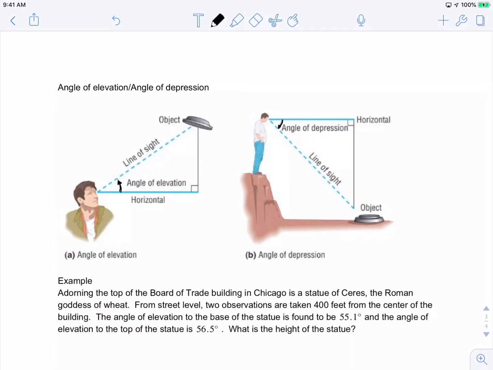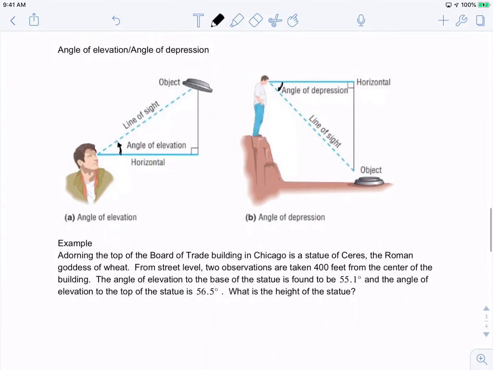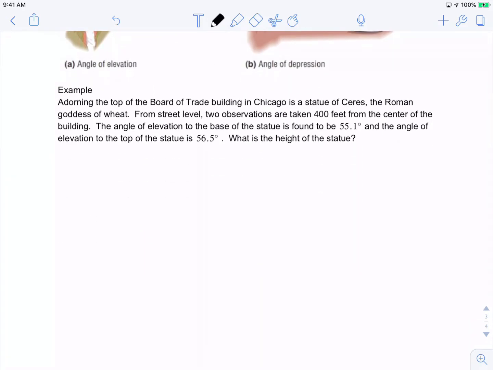I want to do a quick problem for you guys, and this is the problem here. So we have a building, the Board of Trade building in Chicago, and it's got a statue on it. So I'm going to draw this building and I'm going to put a statue on it. All right, so I'm not the greatest artist, but there's a statue, and it tells us that from the center of the building to some distance away, and that distance is 400 feet, right?